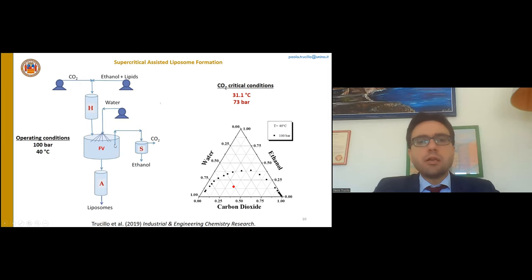The solvent residue is eliminated from the top together with the carbon dioxide, and then after expanding this mixture, we can eliminate ethanol, separate ethanol and carbon dioxide, and provide also recirculation.